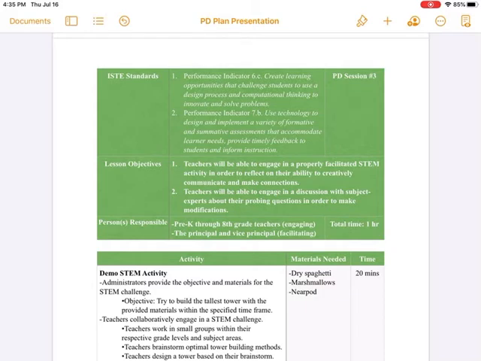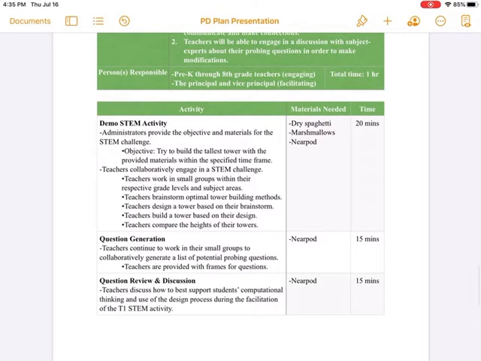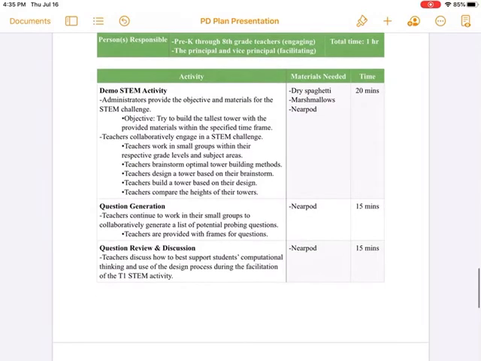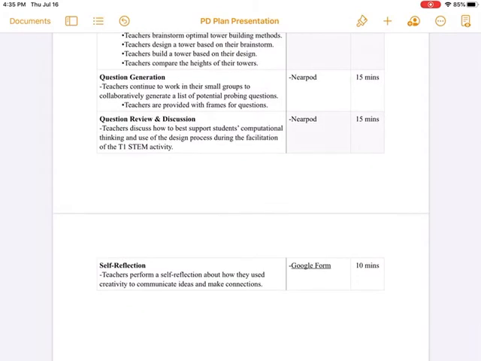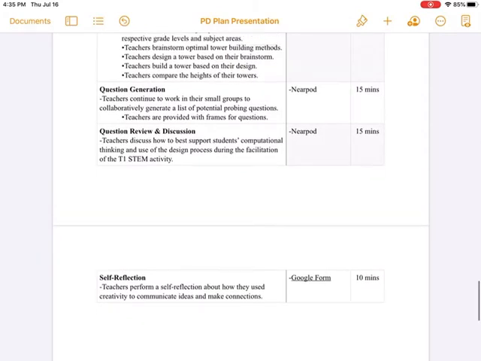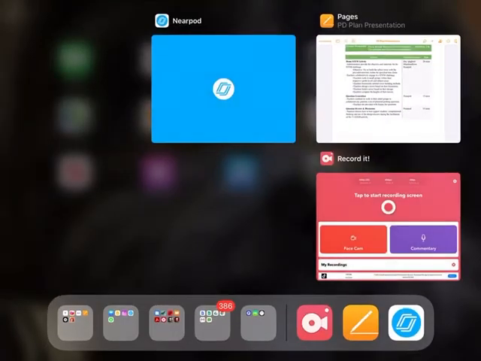In total, this will take 1 hour. So the demo STEM activity itself will take 20 minutes in order to complete that design engineering process. And then the question generation will take 15 minutes, and the question review and discussion will take 15 minutes. And then in the end, the teachers will be required to complete a self-reflection based on their experiences during that STEM lesson. Okay, so jumping right into it.